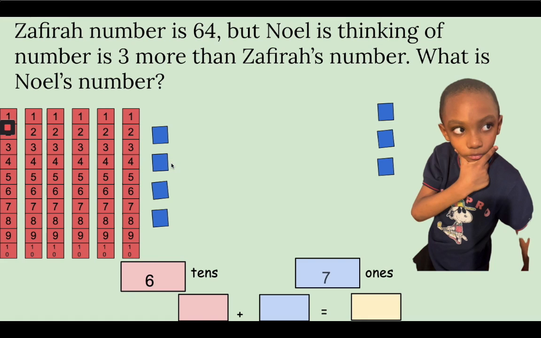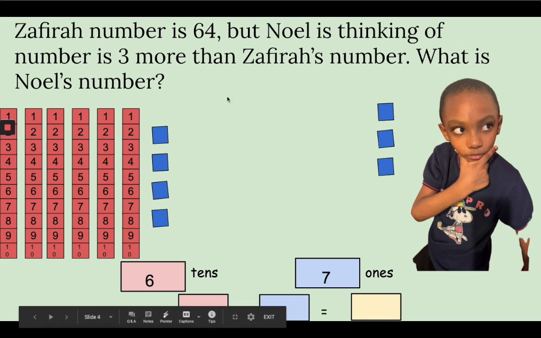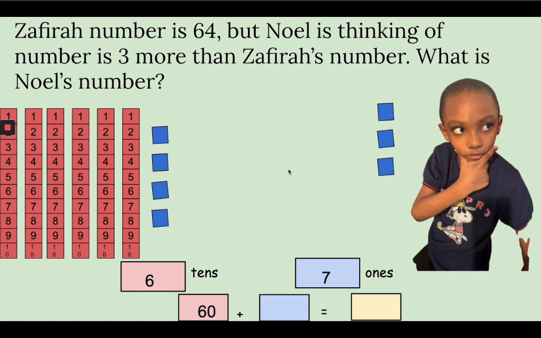That's right, 7. So now we have 6 tens is what written as a number? That's right, 60. What about the ones now? 7. Excellent. So 60 plus 7 is 67. That's the number Noelle is thinking of.